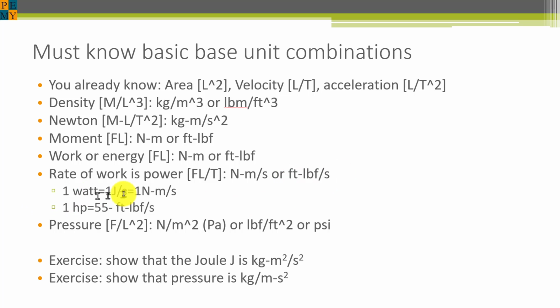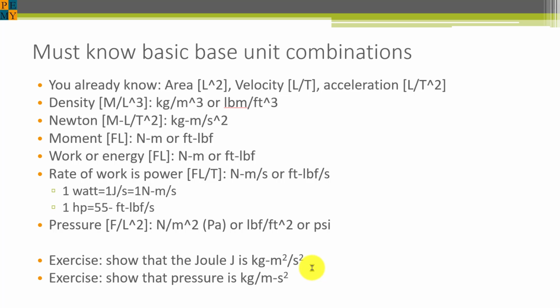So 1 watt is 1 joule per second. It's 1 Newton meter per second. 1 horsepower is 550 foot-pounds per second. Pressure is force per length squared. It works out to newtons per square meter, or the Pascal.